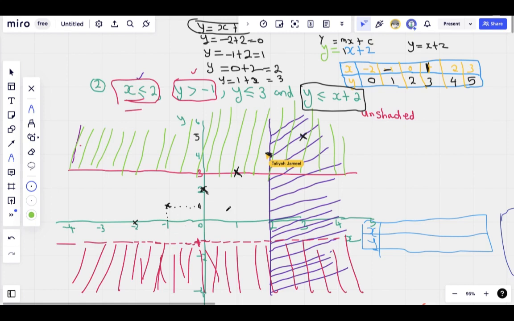The next thing to do, since the inequality is less than or equal to, I'm going to use a solid line to join them, not a broken line. If it's only less than, I would have used broken lines to join all the points. Since it's less than or equal to, I'm going to use a solid line to join all my points as a straight line. If you do this on graph paper, it will be super smooth and super nice, and it's a straight line graph.